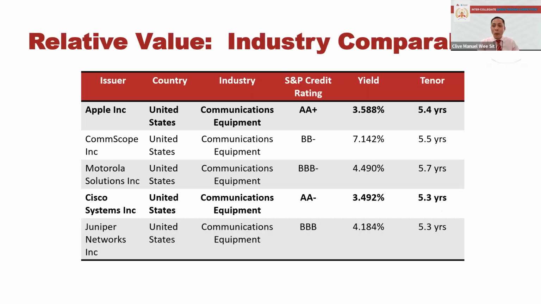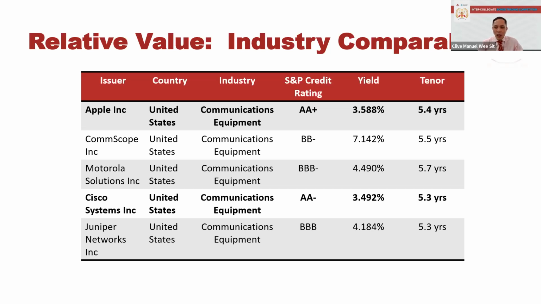Okay, next is to compare different fixed income securities within the same industry. In this case, I've identified 5 names or 5 particular issuers of debt that are all from the communications equipment industry. And they all happen to be in the United States. You'll notice they all have different credit ratings, right? The reason why we can do this analysis is because they are all from the same industry. So they're all competitors and they all come from the United States.